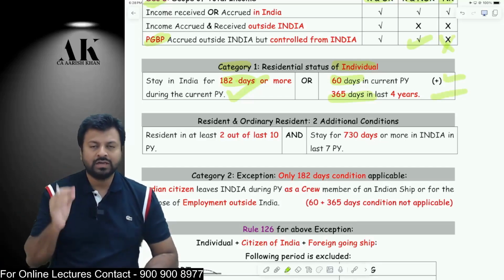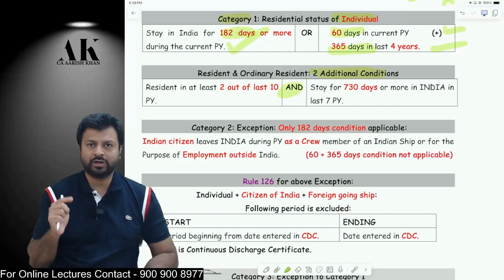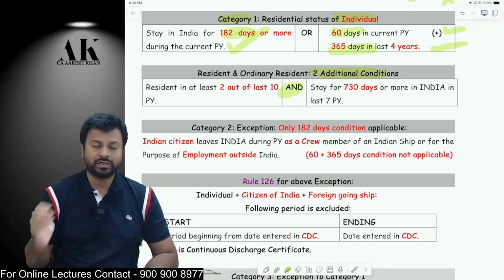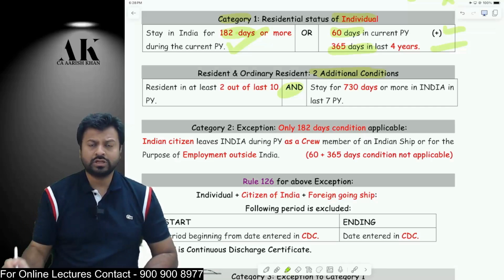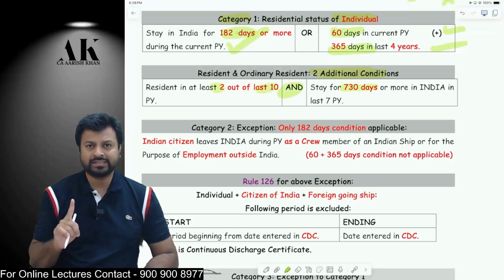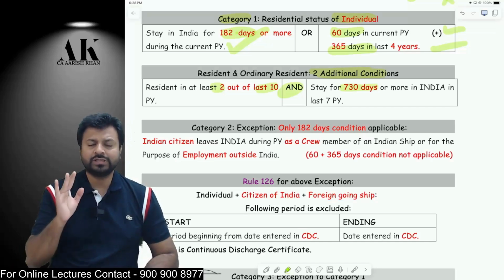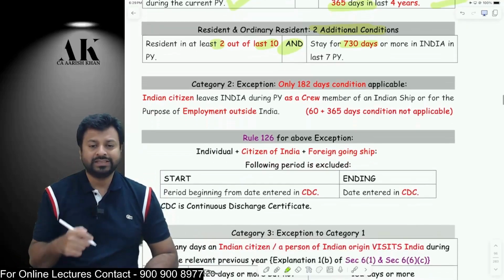Okay. Now, can an individual also become ordinary? Yes. To become ordinary, he has to fulfill two additional conditions. Both the additional conditions have to be fulfilled to become ordinary. If he does not fulfill any of the conditions, then he will be called a not ordinary resident. Okay. So the two additional conditions are, he should be resident in at least 2 out of the last 10 years and he should stay in India for at least 730 days in the last 7 years. Okay. So both the conditions have to be fulfilled. Then he will become what? Ordinary resident.